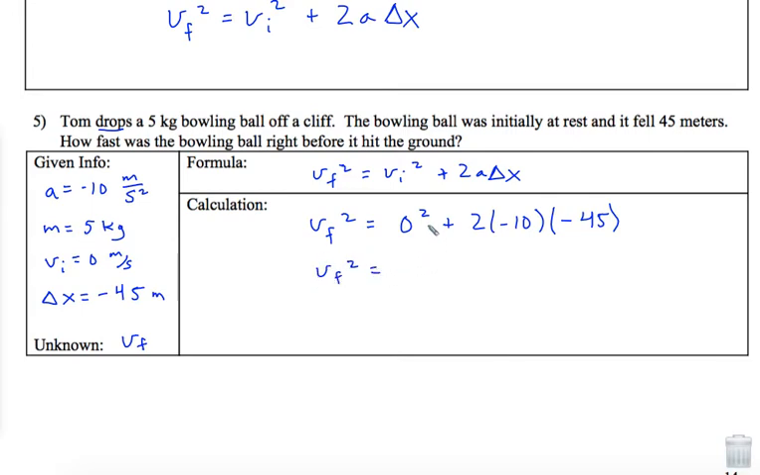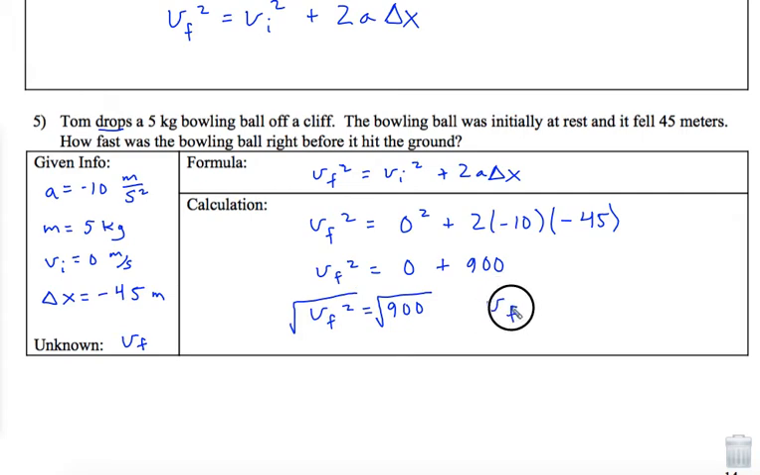Vf squared equals 0 squared is 0, plus 2 times negative 10 times negative 45 is positive 900. So Vf squared equals 900. It's a good thing it's positive because the next thing we need to do to get Vf alone is take the square root of both sides. Because we have Vf squared, we need to get rid of that squared, so we take the square root.